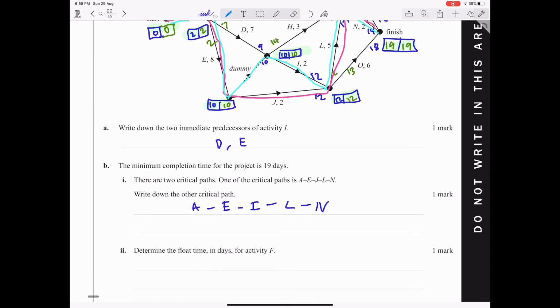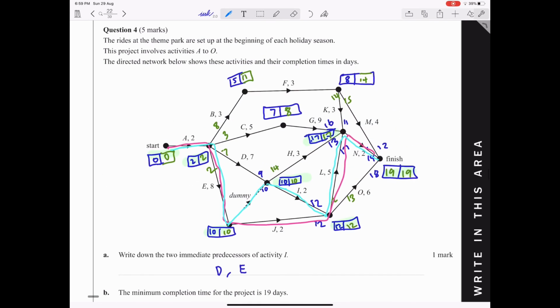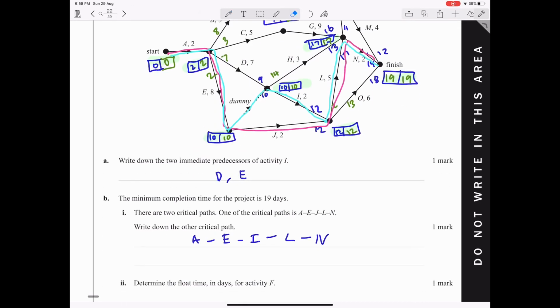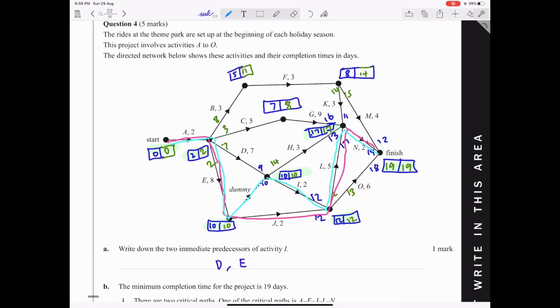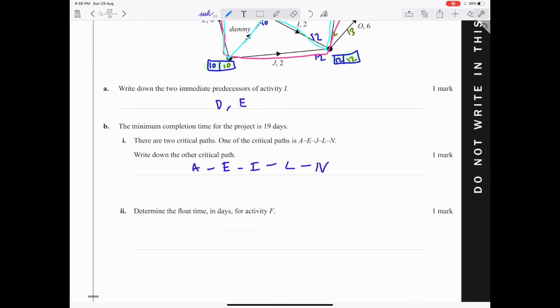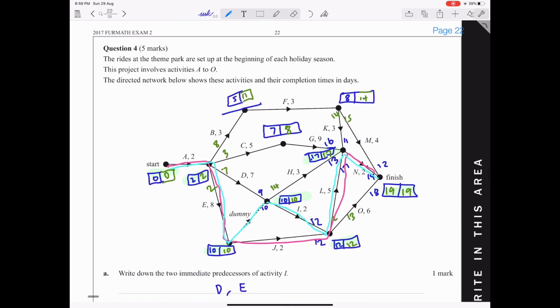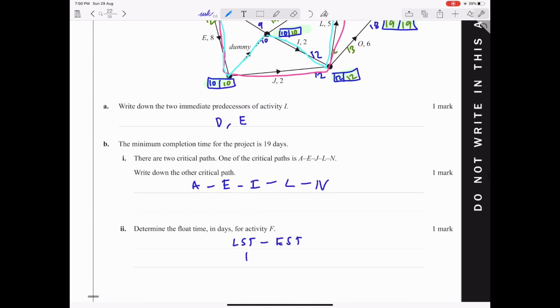Determine the float time in days for activity F. So I've completed the critical path analysis. For activity F, you look to the box that is to the left of the edge for F, and the float time is basically the latest start time minus the earliest start time. So latest start time is 11 and earliest start time is 5. So 11 minus 5 gives us 6. Therefore the float time is 6 days.